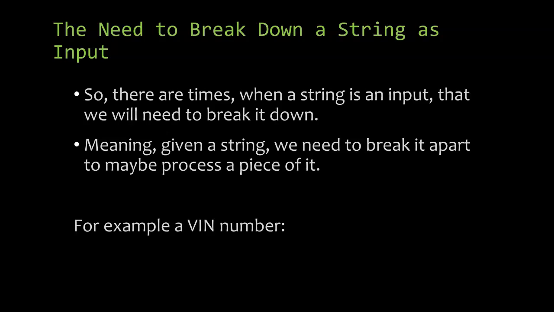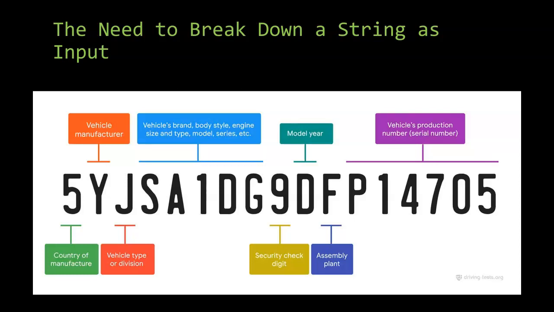And sometimes as a programmer, you're asked to, based upon that inner meaning, do something with it. What do I mean by that? Well, if you look at this particular illustration of a VIN number, everybody knows what a VIN number is, right? A vehicle identification number. We have the whole, but every piece of it actually means something based upon what is actually there.